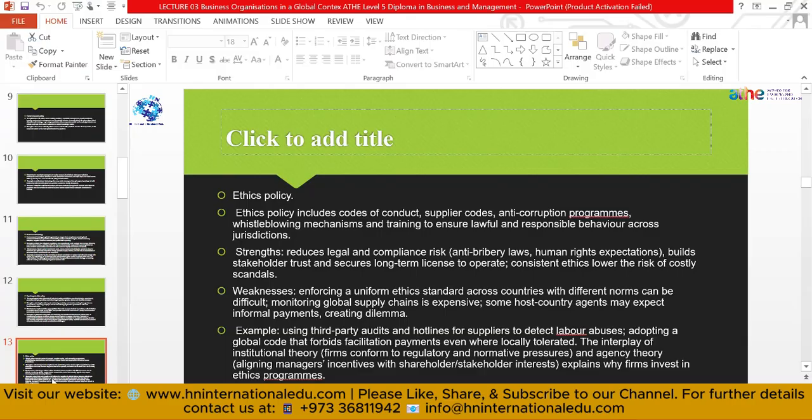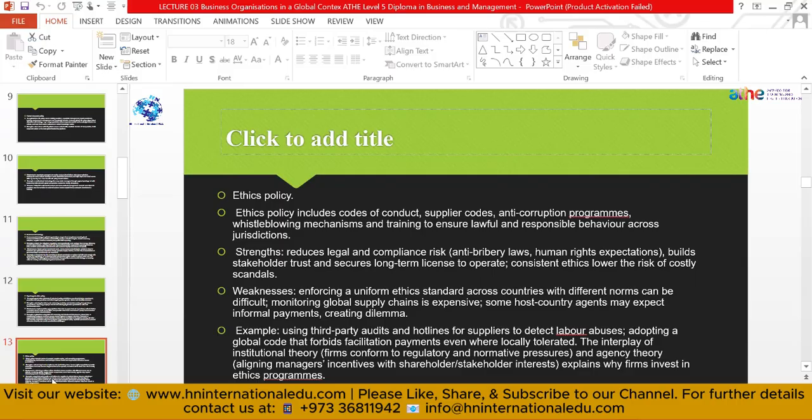Good points: it reduces the legal and compliance risk, that is anti-bribery laws and human rights expectations, builds stakeholder trust, and secures a long-term license to operate. Consistent ethics lower the risk of costly scandals, because nowadays things are very disruptive as well. If there is an upside, there are problems as well. It can put a big organization's reputation at stake in the blink of an eye.